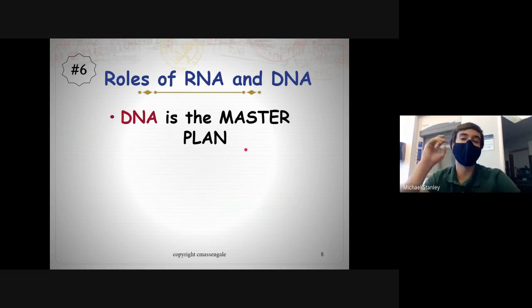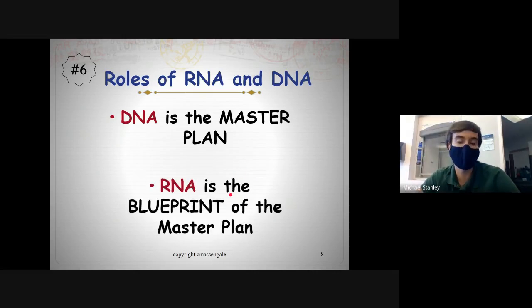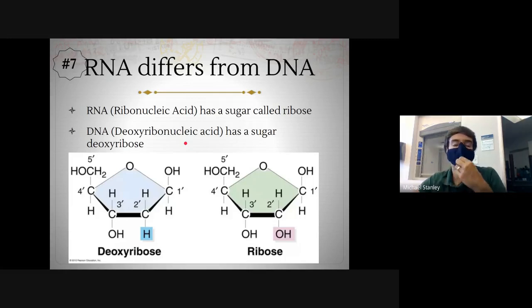So DNA is like our original, it's our master plan. RNA is like the copy, it's the blueprint. So we're going to use RNA in order to accomplish this goal, to copy the DNA and take that message to the ribosome. There are three major ways that we talked about that RNA and DNA are different from each other. They're both nucleic acids, they're both made out of nucleotides, but there are a couple of major differences.